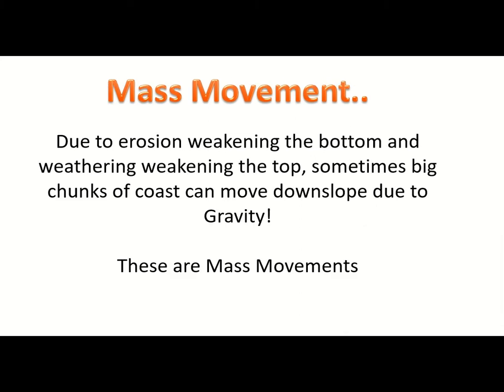So if you've got erosion happening at the bottom of a cliff, and you've got weathering weakening the top and the face of a cliff, if there is a slope, gravity can take over, and it can cause major movement of large amounts of cliff material in one go. And that's what we call mass movements.